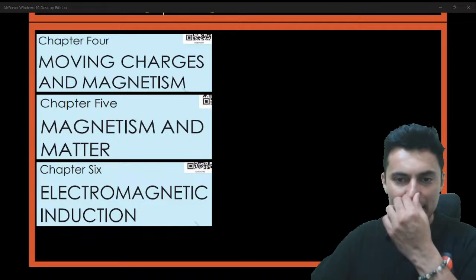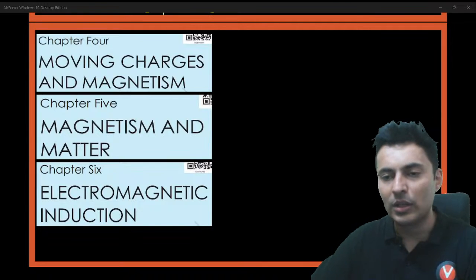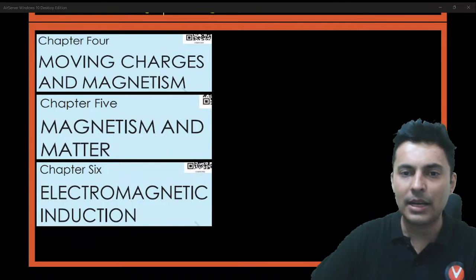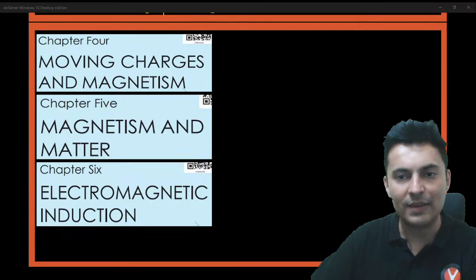Moving charges and magnetism. Let me also open up my NCERT right over here and see if we can find some nice graphs. Yes, we have some beautiful graphs coming up on the screen.